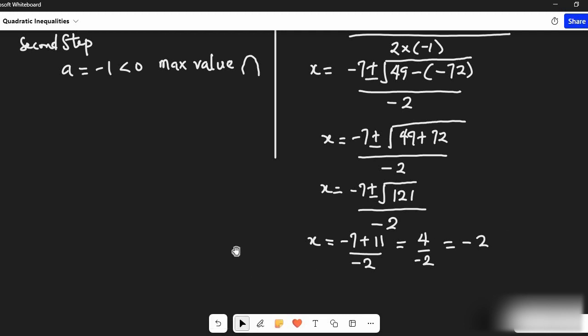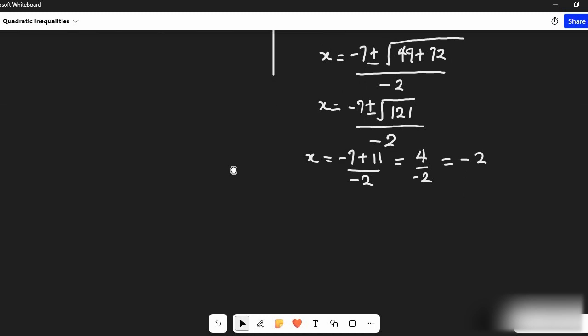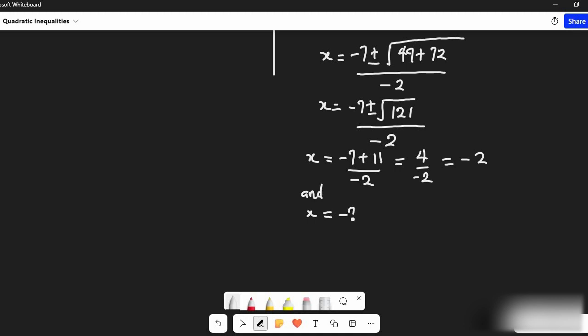And we have that x equals minus 7 minus 11 over minus 2, and this is equal to minus 18 over minus 2, which is equal to 9. So we have that the roots of the equation are minus 2 and 9, or the zeros of the function are minus 2 and 9.